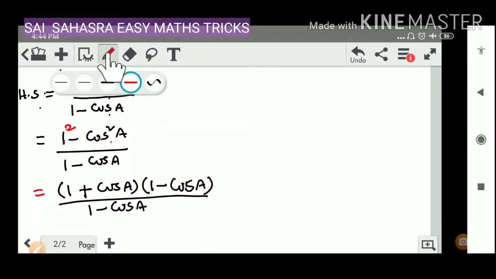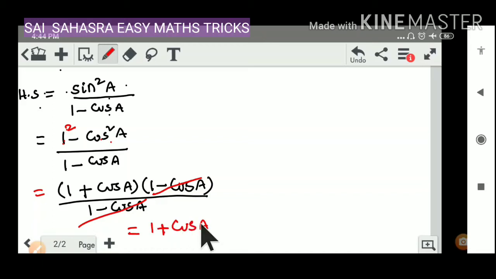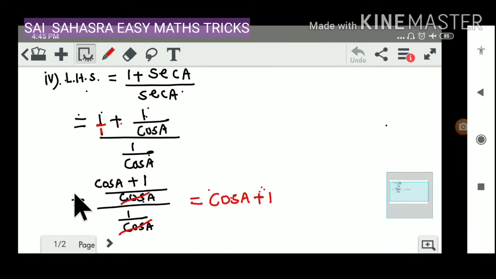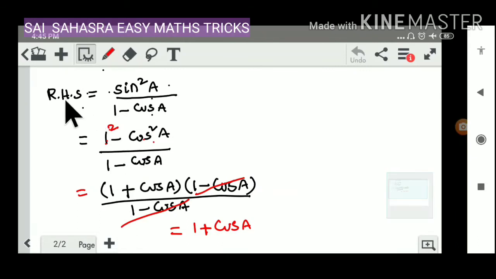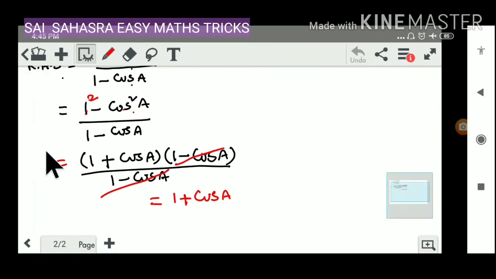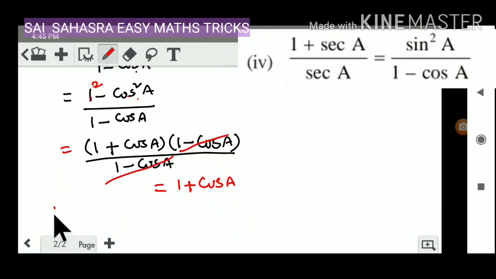After writing this one, we can see that 1 minus cos a, here it is there, here also it is there, both are cancelled. What is left here? 1 plus cos a is left. See the previous page. By simplifying left hand side we got cos a plus 1. By simplifying right hand side we got 1 plus cos a. Both are same. So that we can write LHS is equal to RHS, hence proved.